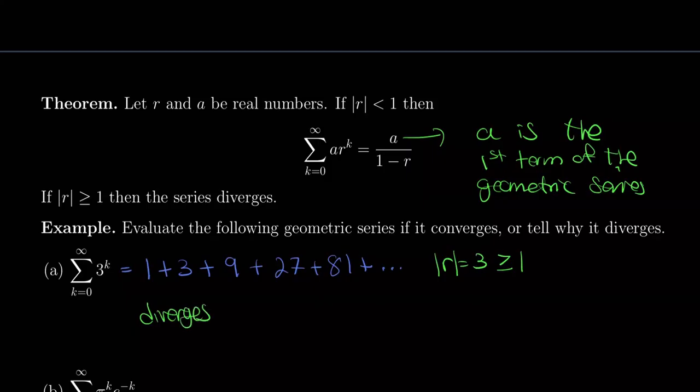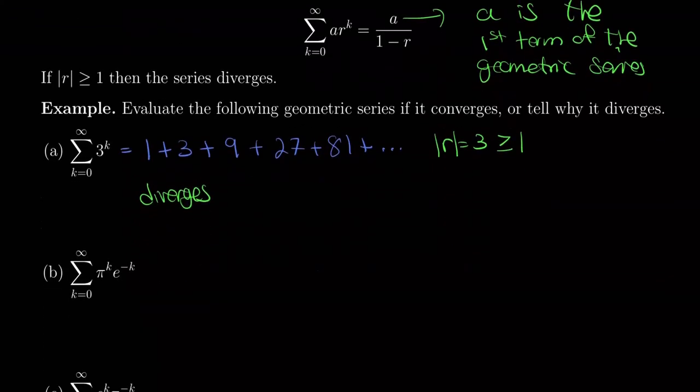Again, the sum from k equals 0 to infinity of pi to the k times e to the negative k is equal to the sum from k equals 0 to infinity of pi over e to the k, because that's how negative exponents work. And I could start listing out some terms. I got 1 plus pi to the 1 over e to the 1, and then plus pi squared over e squared, etc.